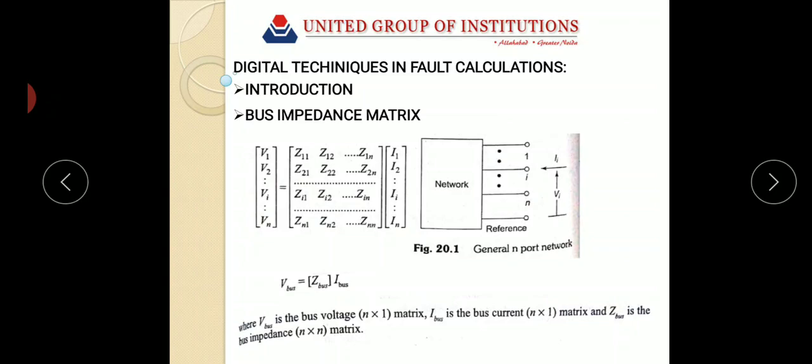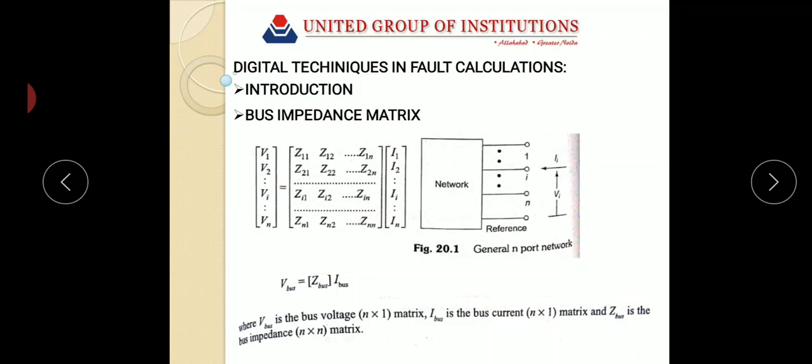As we know that the symmetrical and unsymmetrical fault calculations we already discussed in previous lectures. The network reduction method discussed there can be used only for very small systems. The actual power systems are very large. Therefore, a systematic procedure suitable for digital computer calculations is necessary.